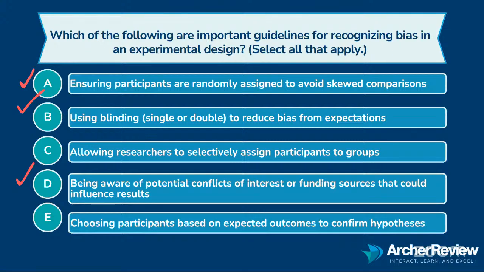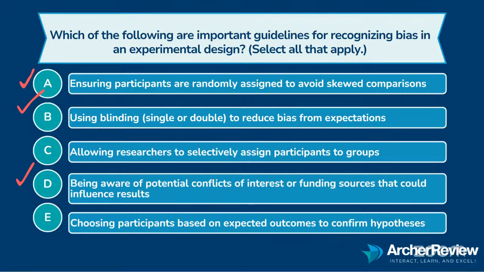Let's take a look at C and E. What's wrong there? C, allowing researchers to selectively assign participants to groups. And this is what we talked about earlier. If it's a diet pill and we pick all 20-something fit people who eat really well, that's going to really mess up our results. So we can't have that. That is not an accurate, ethical way to perform that experiment.